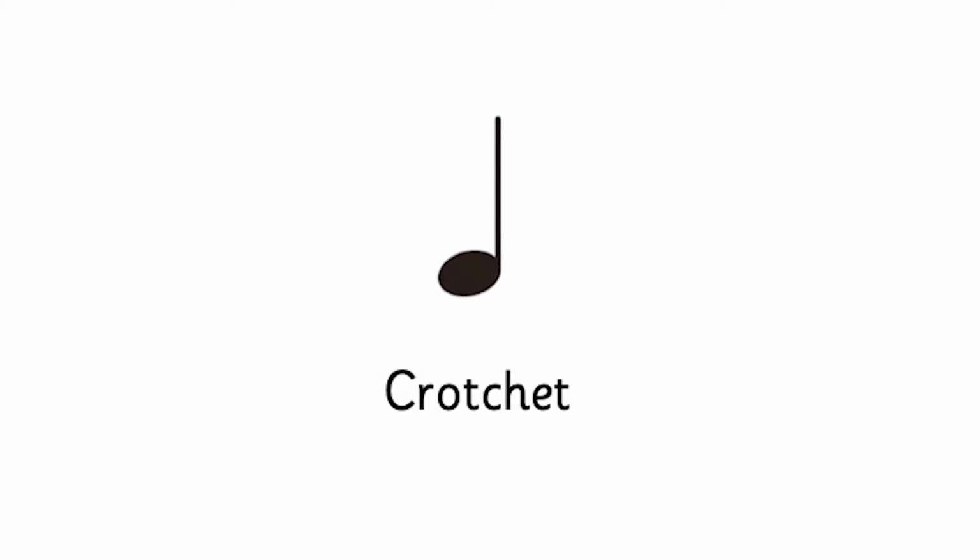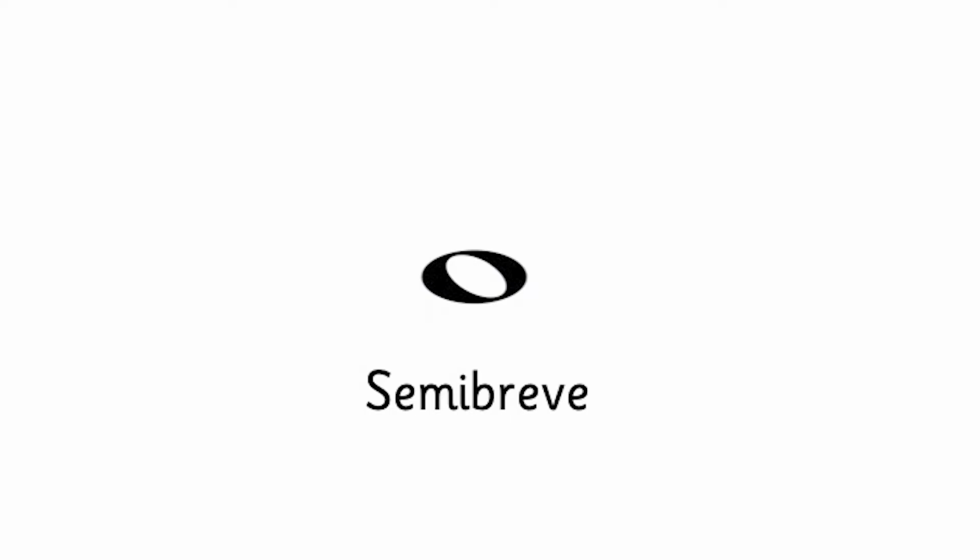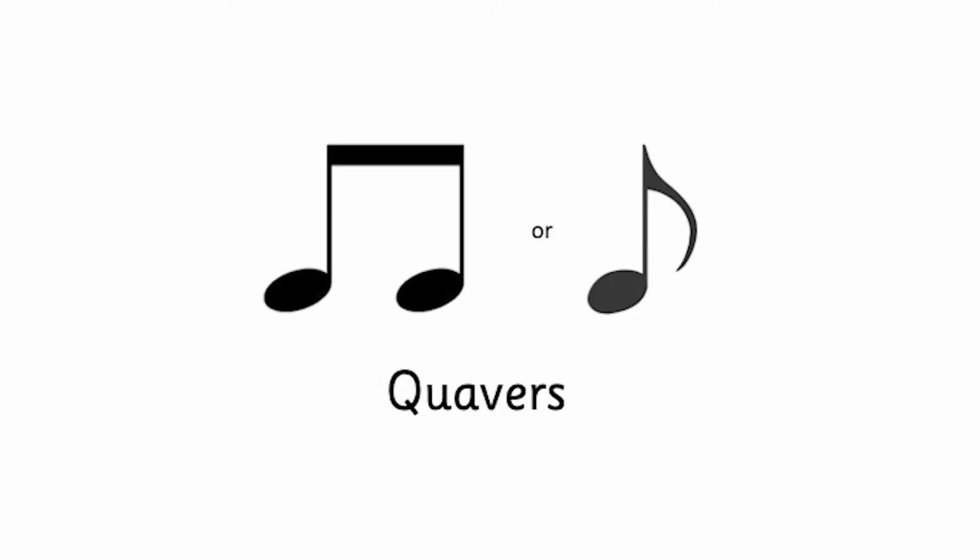Anybody know what this is? It's a crotchet and it is worth 1 beat. How about this one? It's a minim and it is worth 2 beats. Okay, here's a semi-breve. Can you remember how many beats this was worth? It was worth 4 beats. And lastly, we had a look at these. These are quavers and they are worth half a beat.